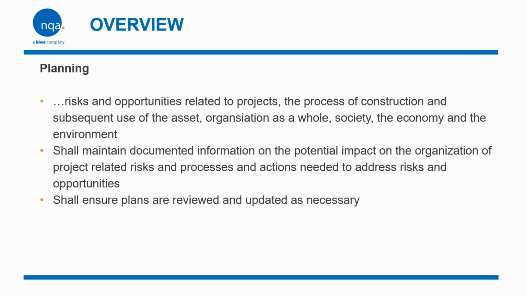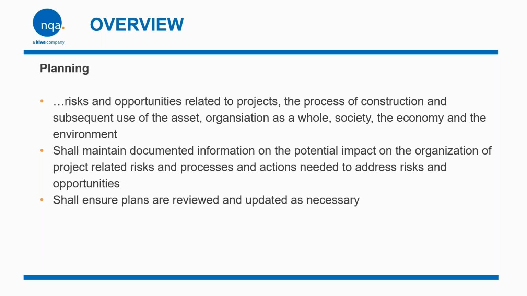What 99001 is trying to do is take a broader look when planning for quality. You're trying to identify and evaluate risks and opportunities related to the specific project and its deliverables, the construction process and subsequent use of the asset, and the wider organization, how projects affect strategic outcomes, and broader impacts on society, the economy and the environment. The information has to be documented, the potential impacts of project-related risks on the business. These need to be recorded.